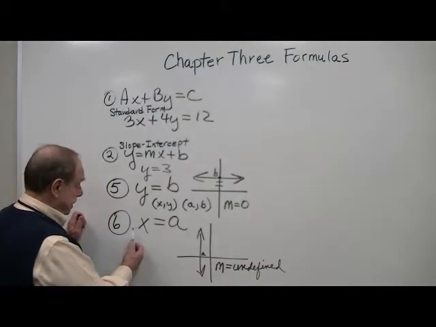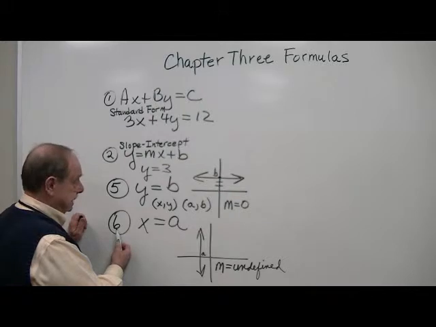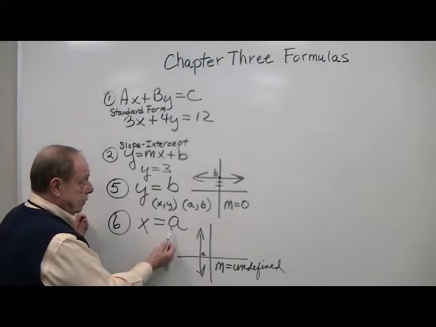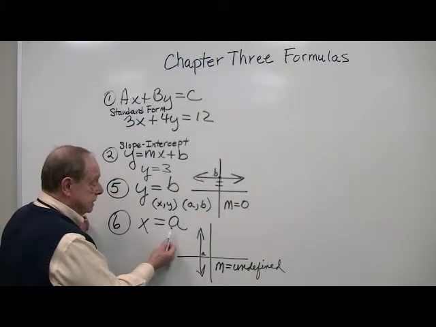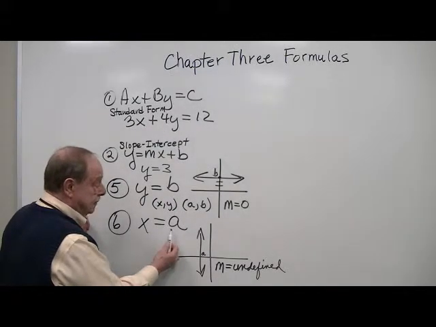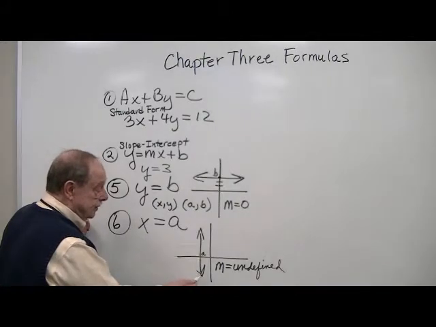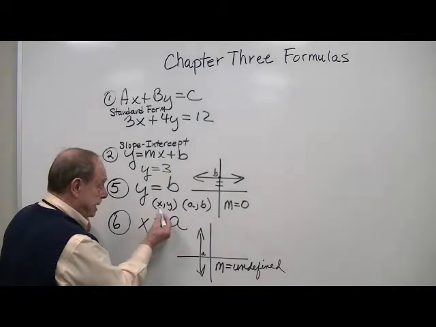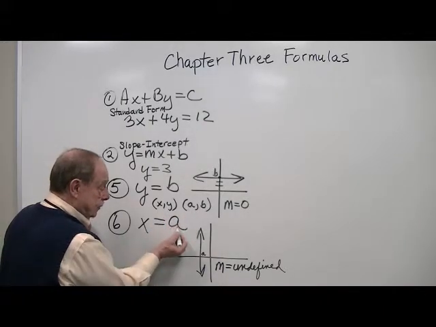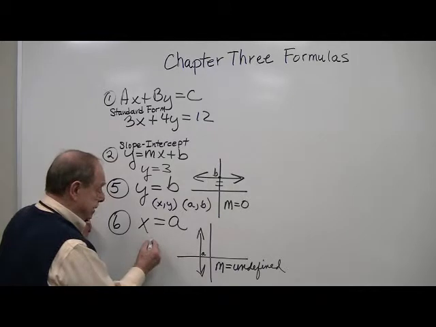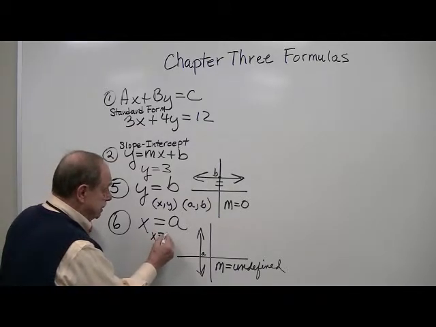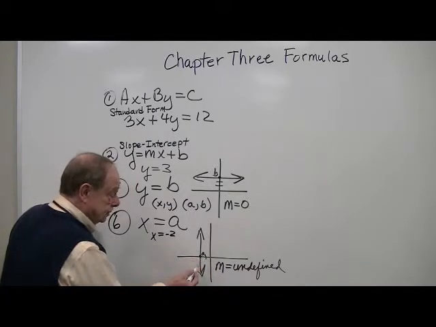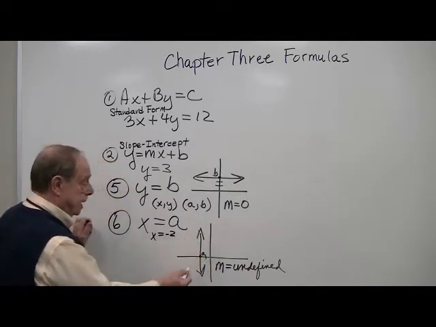All right, here's another equation. 6, x equals a. Well, what this equation, when you graph it, it's the equation of a vertical line going through point A. That would be an x value going through point A. So this equation would be x equals -2. And there's our -2, and there's our vertical line through it.